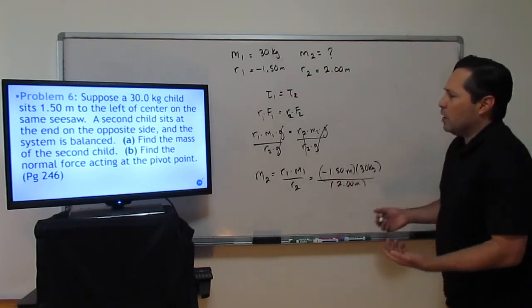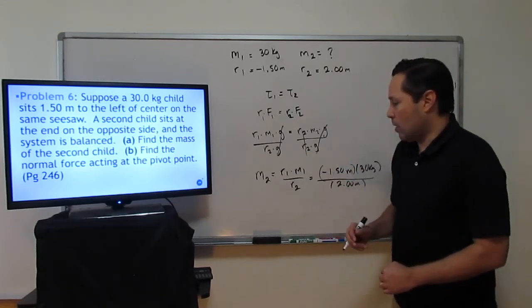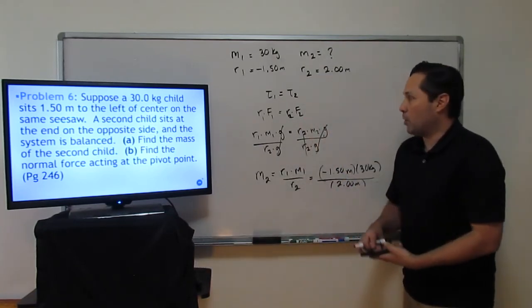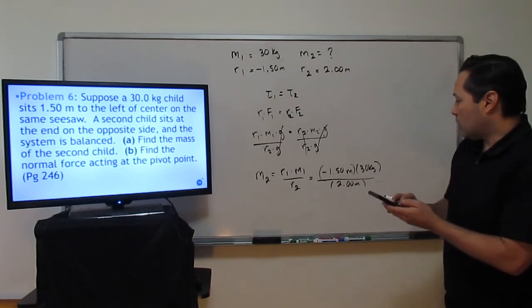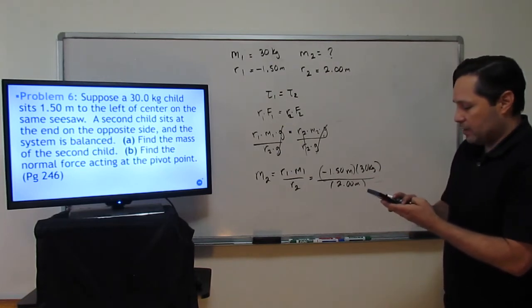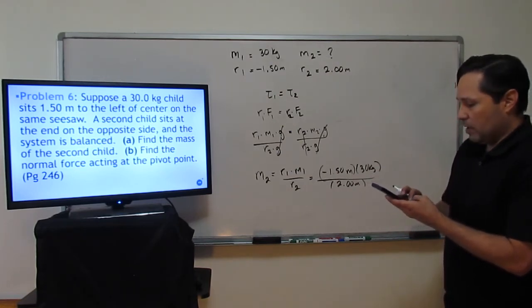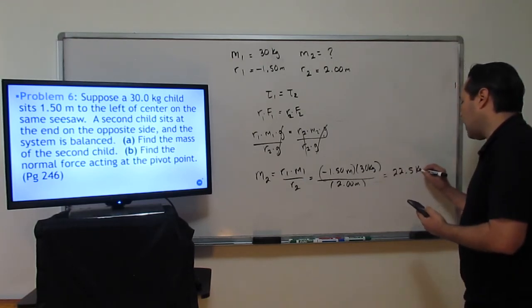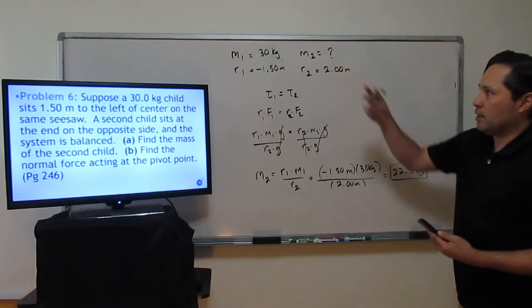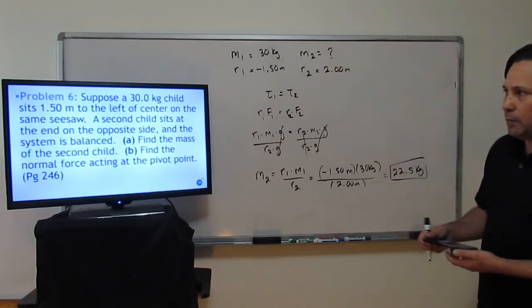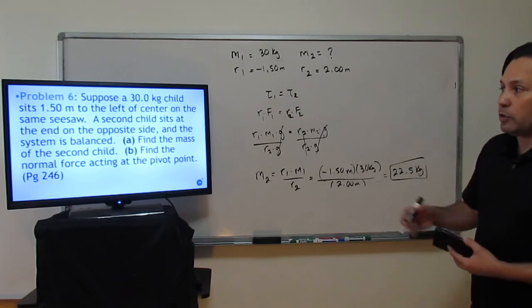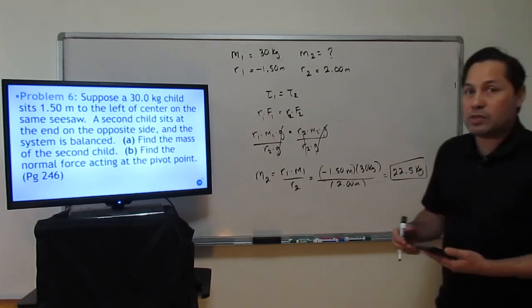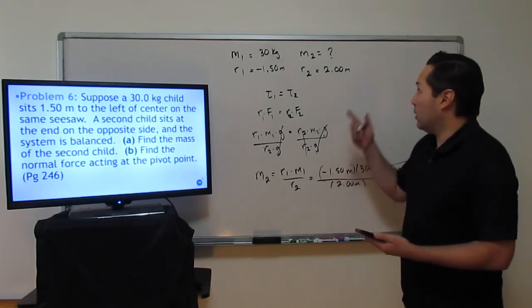The negative: he doesn't have a negative mass. We're going to drop that, with the negative just there to signify that the boy's on the other side of the pivot point. So now we multiply 1.5 times 30 divided by 2. It gives us a mass of 22.5 kilograms. Yes, the boy was lighter than his friend who had a mass of 30. That takes care of part A of this problem. In part B, it says find the normal force acting on the pivot point of the same seesaw. So we would add up their masses.